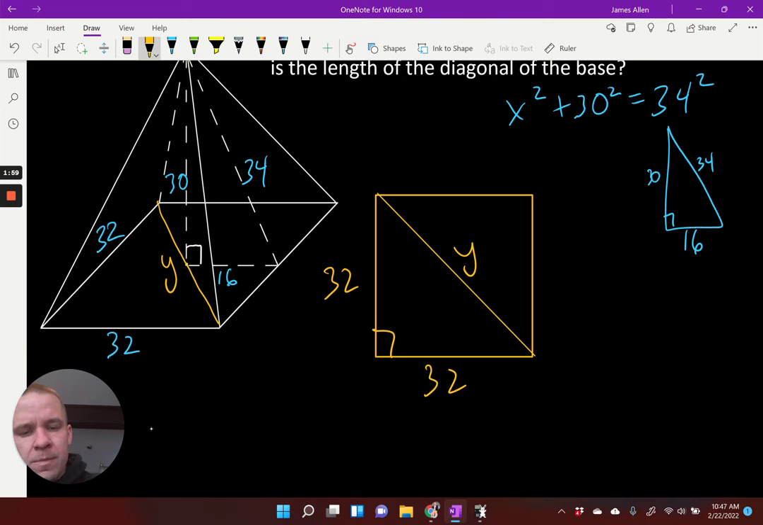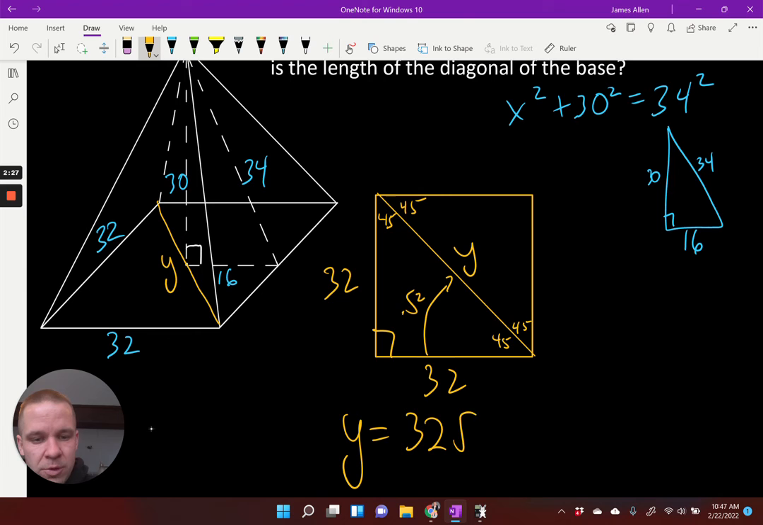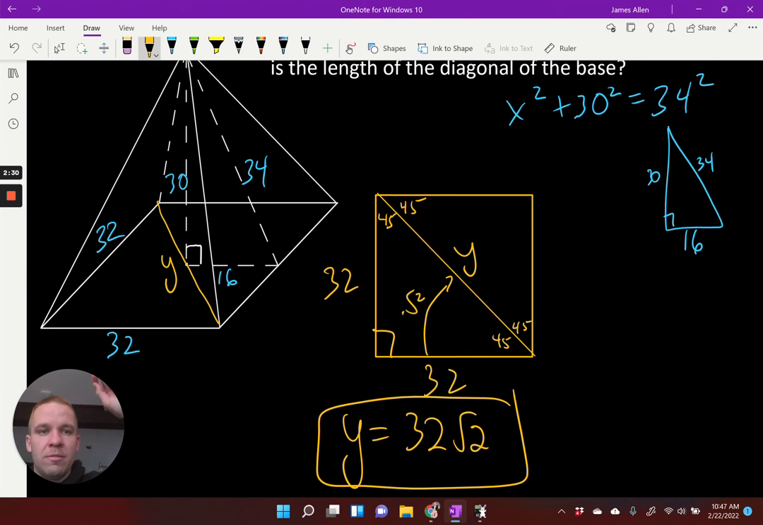All right, so if it's a square, all the angles are 90 degrees. The diagonals, if you remember from the properties of a square, also bisect. So this is going to be 45 and 45. That makes this guy 45 as well. I have a 45, 45, 90 triangle. And I know if I have the leg, which is the one side, I can get my y, which is the root 2 side, by multiplying by root 2. So let's do that: times root 2. So y equals 32 root 2. Boom. That's my diagonal of the base.